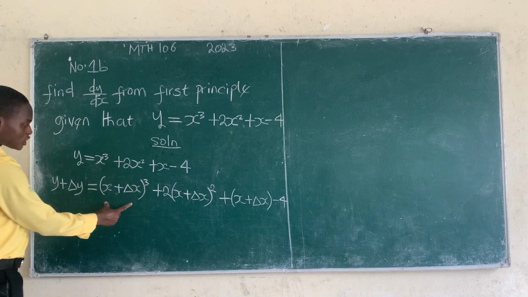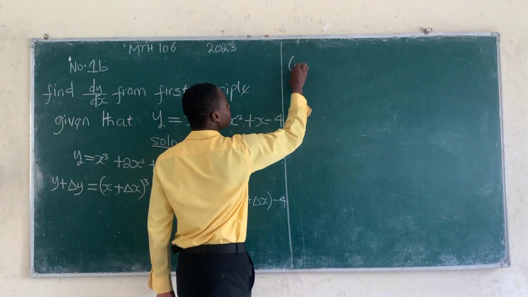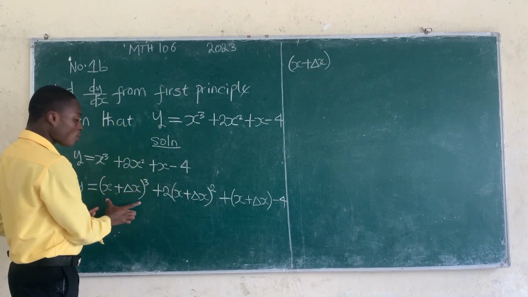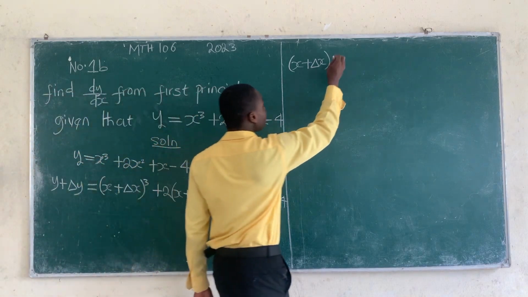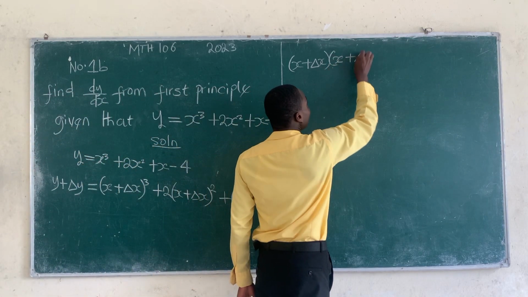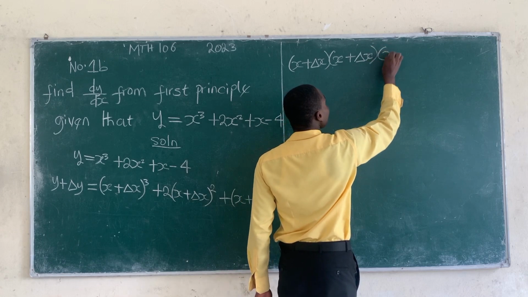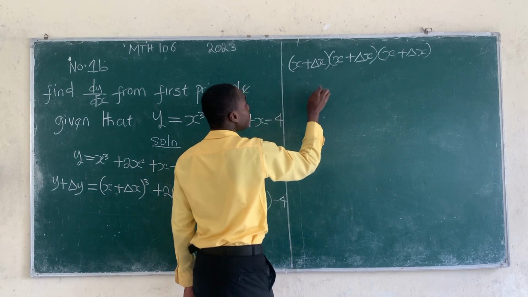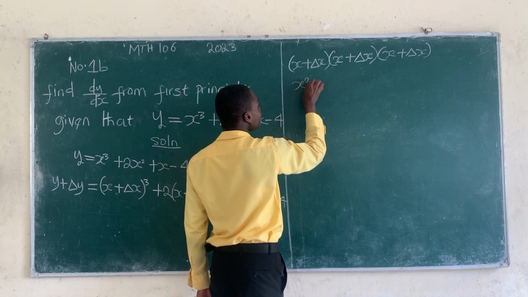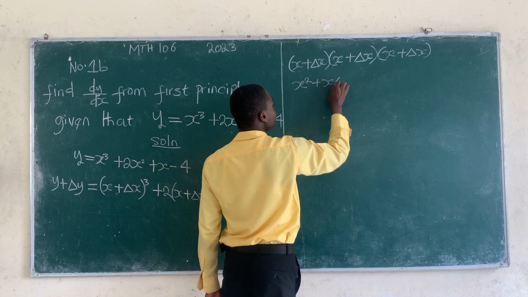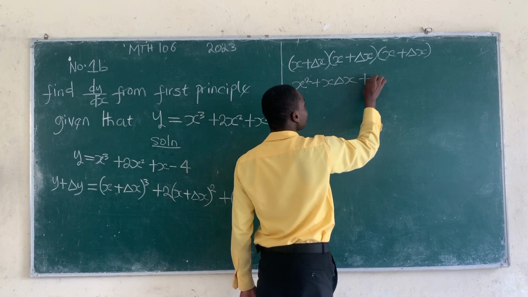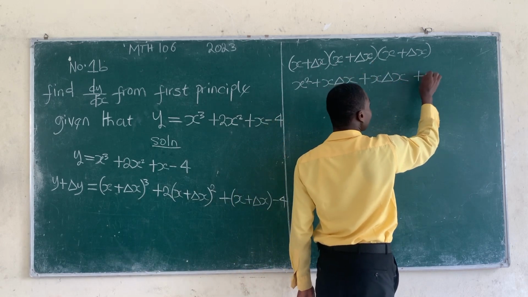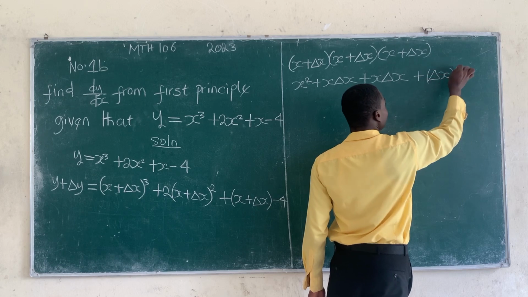So what we are going to do here is to expand this very brackets and also expand this. So expanding this, let's expand this over here. So we have x plus increase in x to the power of 3. It means we are going to have 3 terms of x plus increase in x. So we have x plus increase in x into x plus increase in x. So we are going to multiply these two terms first. X times x give us x squared plus x increase in x plus x increase in x. Increase in x times increase in x will give us plus increase in x squared.